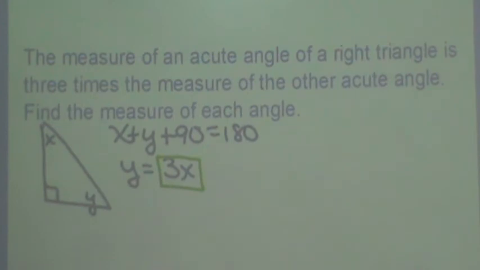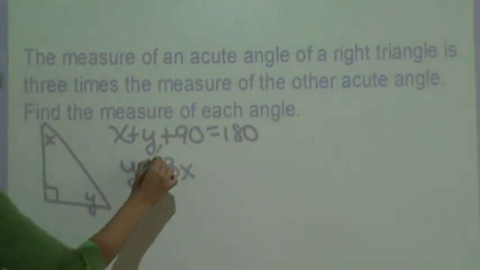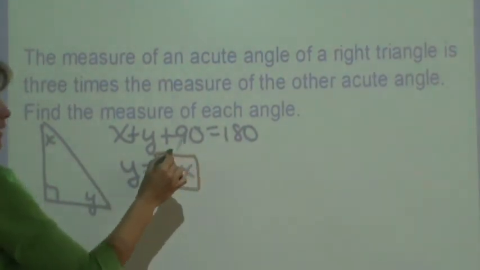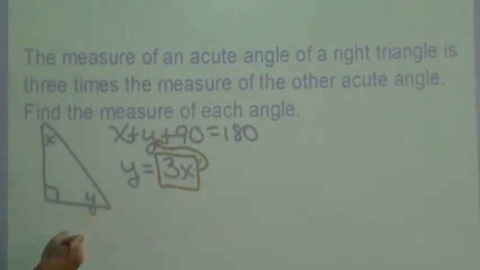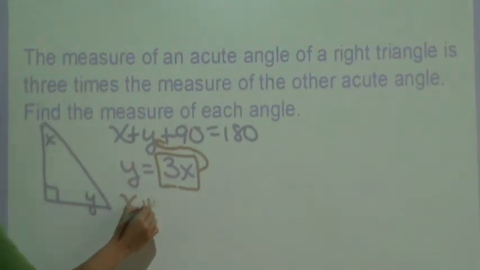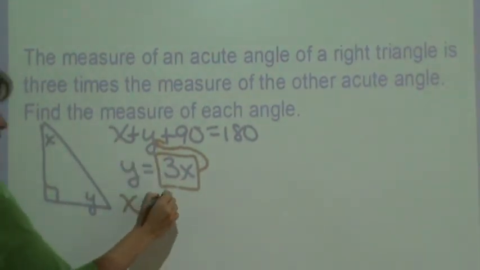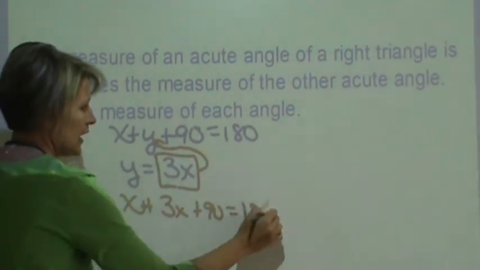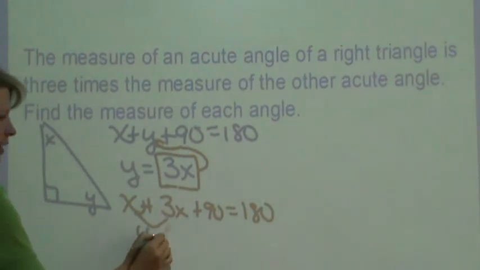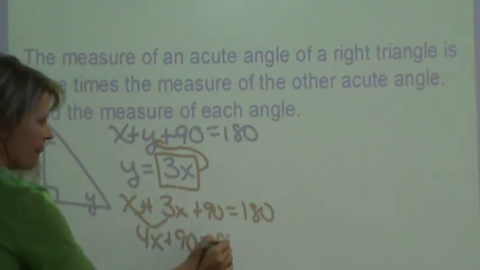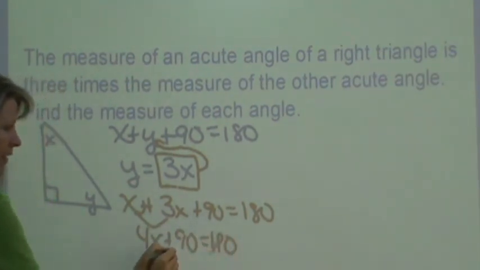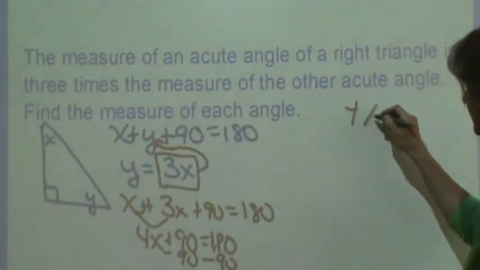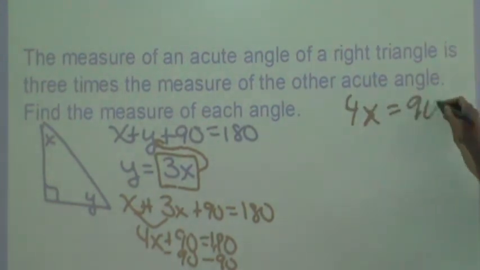Okay? So then I'm going to go ahead in here and I'm going to substitute in. Oh, that might not be a good color to see. Okay, so I'm going to take the 3x and I'm going to put it in this equation where y is. Okay, so I've got my x plus, instead of y, I'm going to put 3x. Bring down my plus 90, bring down my equals 180. x plus 3x is 4x. Okay, subtract 90, so I have 4x equals 90.